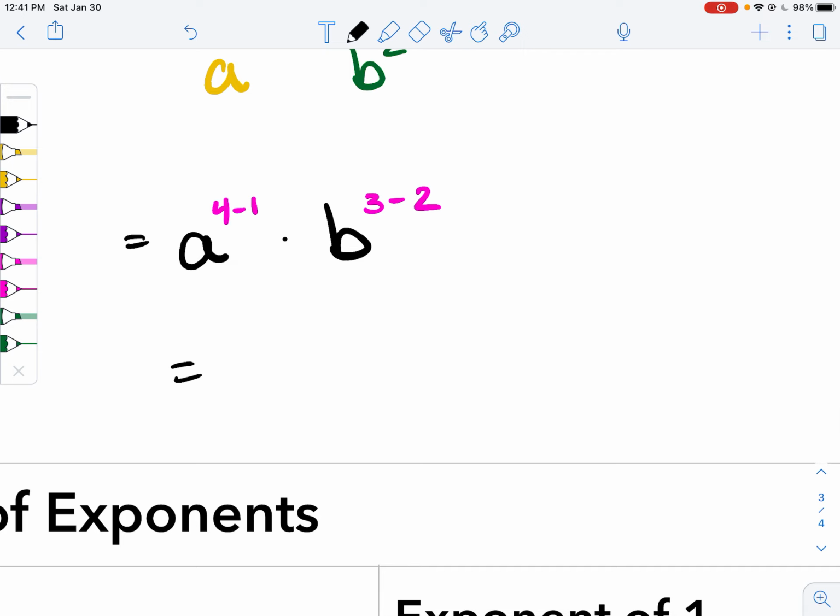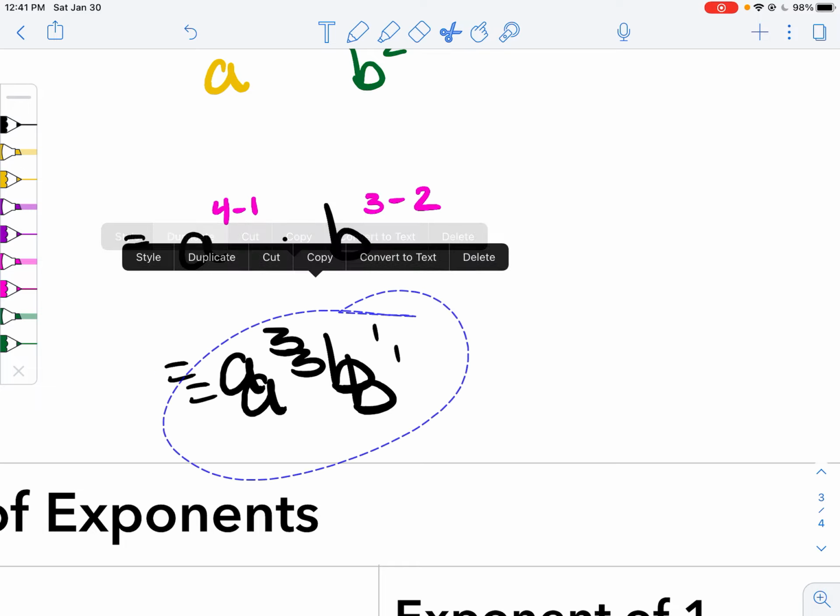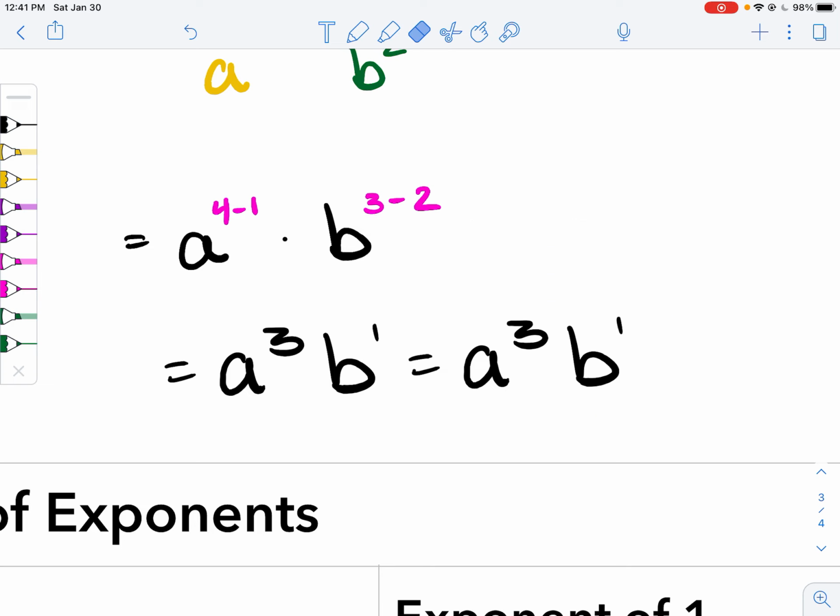4 minus 1 is 3, and 3 minus 2 is 1. But remember, when you have something to the first power, you don't even need to write it. So you can just say, oh, hey, that's just A cubed times B. Done.